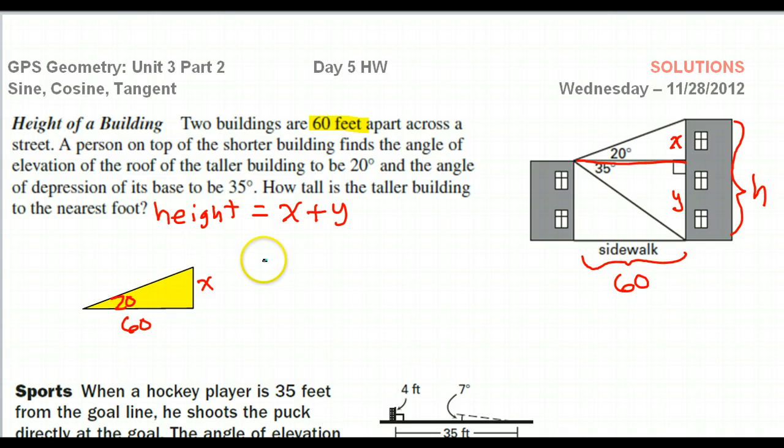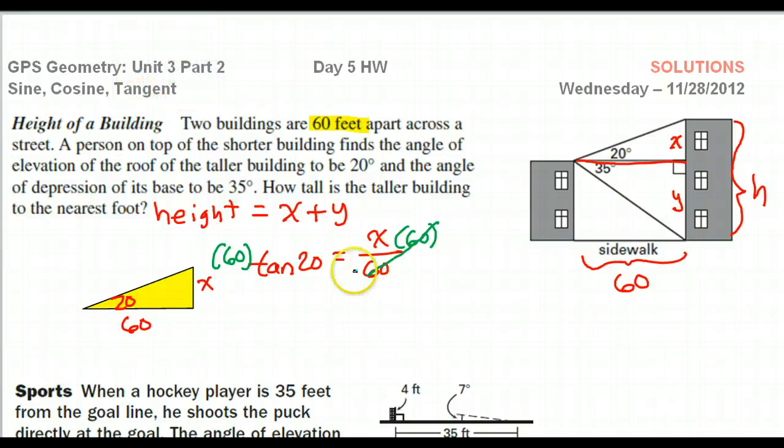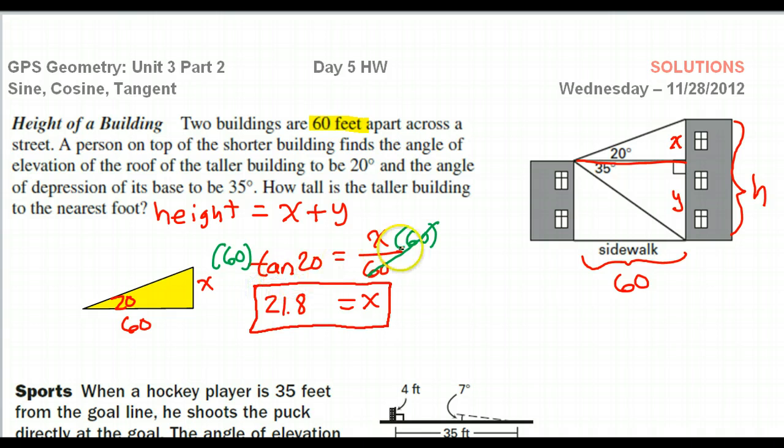So I'm just going to go, all right. Tangent of 20 is equal to opposite over adjacent. If I multiply both sides by 60, then those cancel out. So that's going to give me that X is 60 tangent 20. Calculator, so that's going to be 21.8. Okay, wait, this is in feet, so X is 21.8 feet. So that's the first triangle.